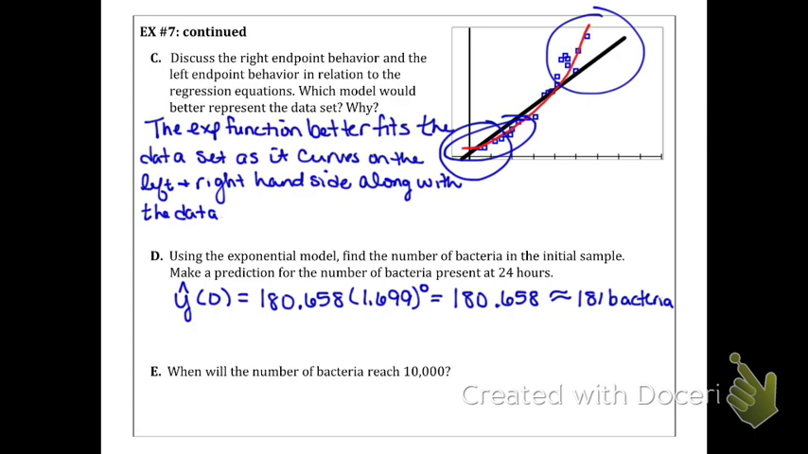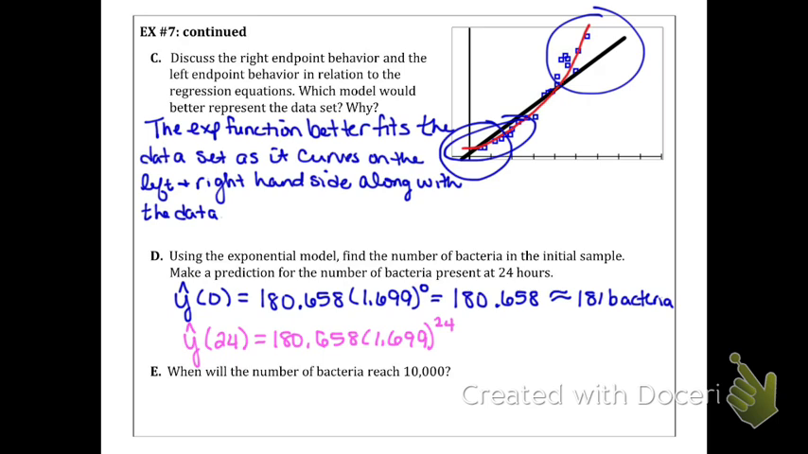And then it says to make a prediction for the number of bacteria present at 24 hours. So now we're just going to plug in the 24 for our x value. Or we could go, we have our equation in y2. Anytime I run the regression, I save it. Since I saved that power regression in my y1, I saved the exponential in my y2. And so if I wanted to, I could just go to my table and look, okay?